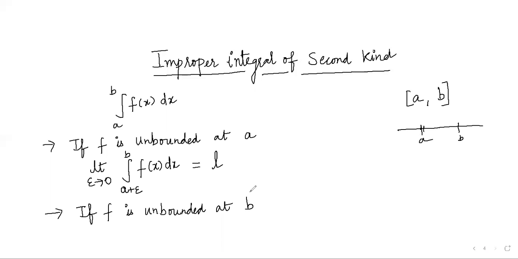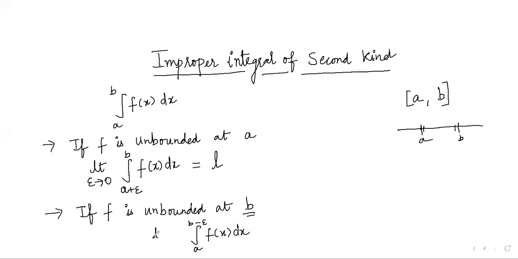But since the function is unbounded at this b, we will be taking here the upper limit as b minus epsilon. We will not be taking it as b plus epsilon, because if we take it as b plus epsilon, we will be out of this closed interval [a, b]. So we will be taking here the limits from a to b minus epsilon. So we will be evaluating this integral. The lower limit will be the same, a. Upper limit will become b minus epsilon, f(x) dx.